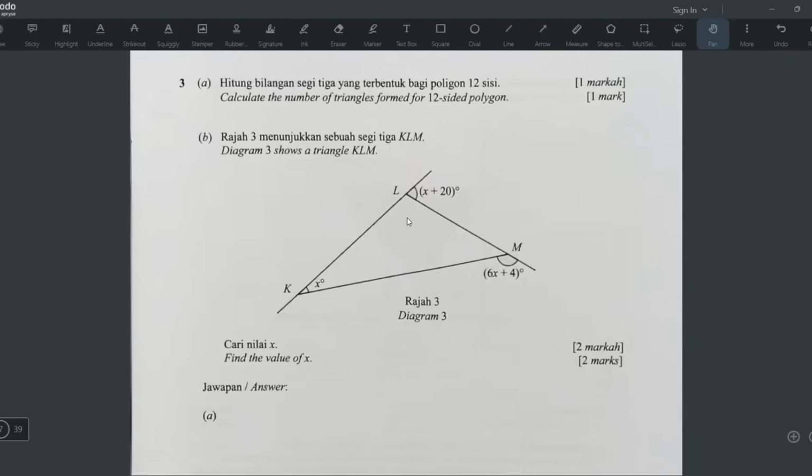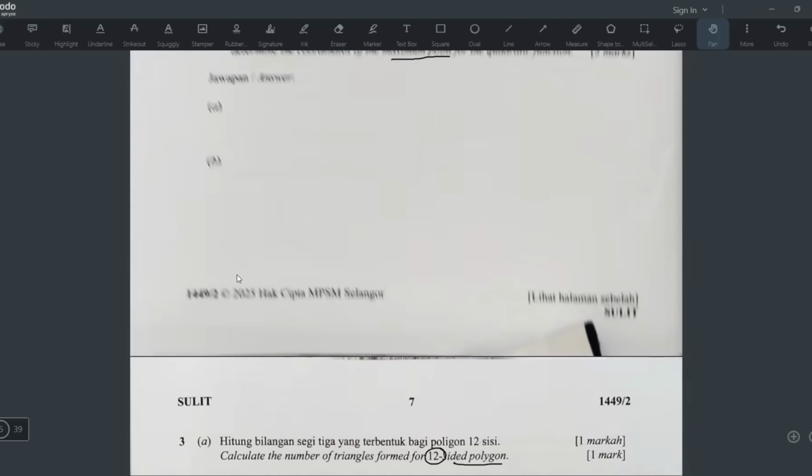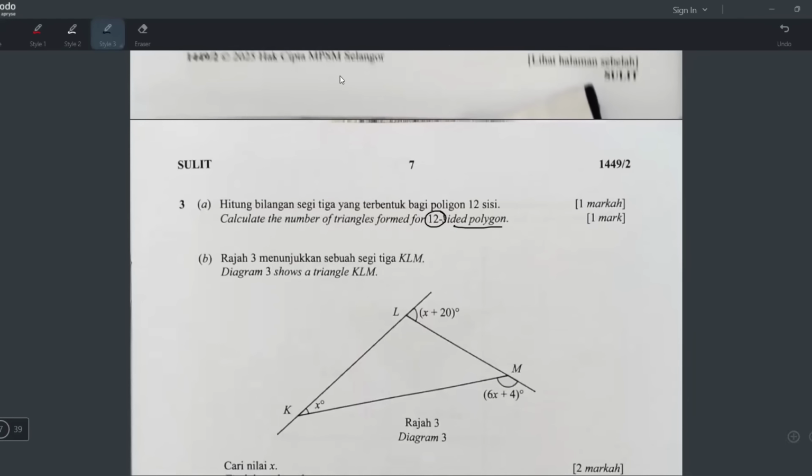Okay, number three: calculate the number of triangles formed for a 12-sided polygon. All right, I think I know what it means. What it's trying to say is, if it has 12 sides, how many triangles can I form by joining the diagonals? So the question means the number of triangles formed by joining diagonals for a 12-sided polygon.